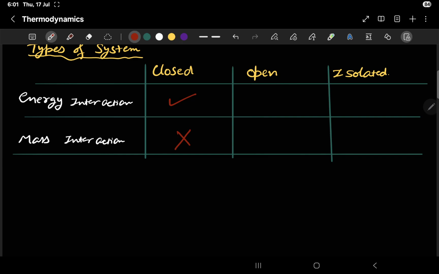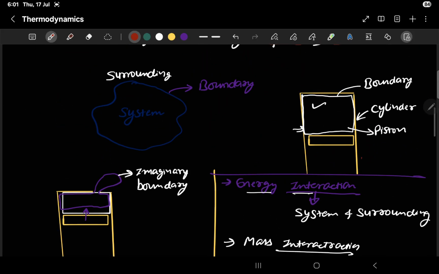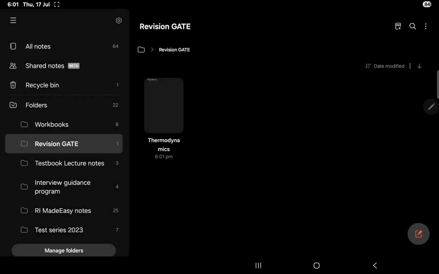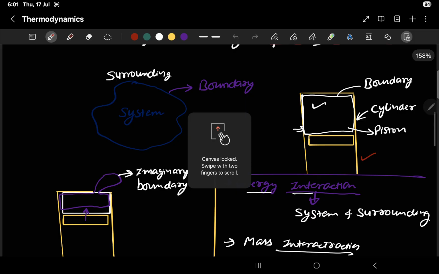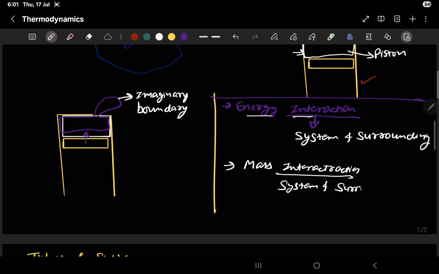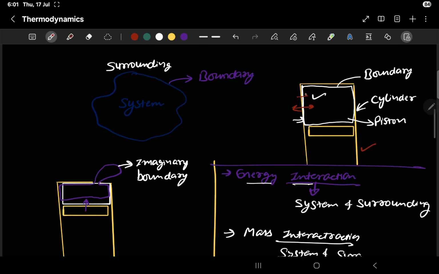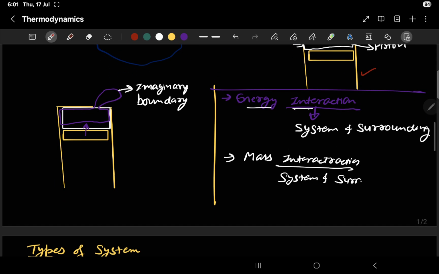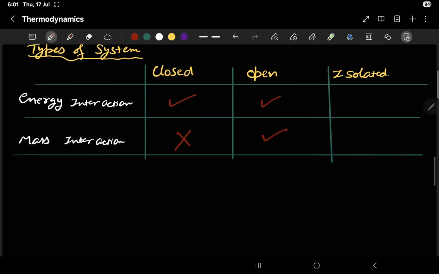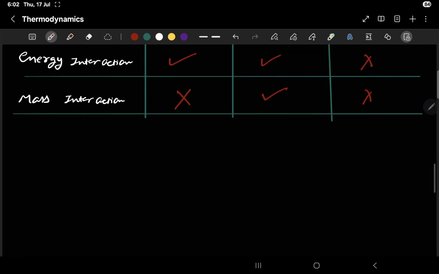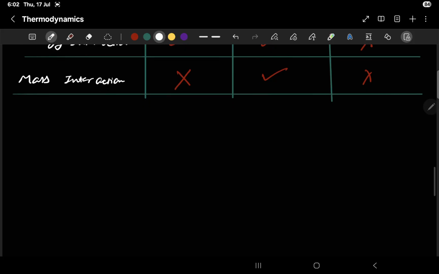Okay, and for an open system, there is energy interaction and also mass interaction. This is the example of a closed system. There will be a transfer of energy between system and surrounding, but there will be no mass transfer. Mass cannot be transferred. But in an open system, there will be transfer of energy and also transfer of mass. So in an open system there is both energy interaction and mass interaction. For an isolated system, there is neither energy interaction nor mass interaction. We will next see some examples of open, closed, and isolated systems.